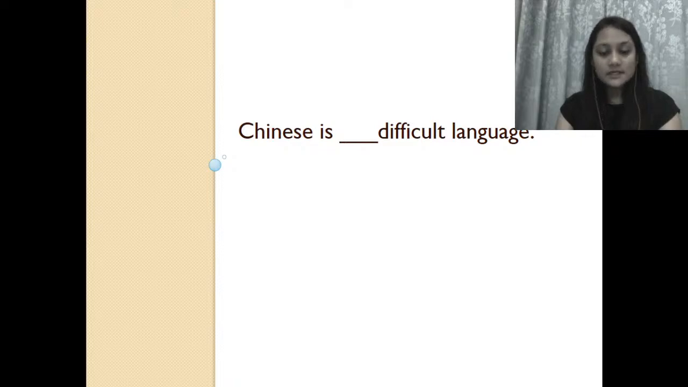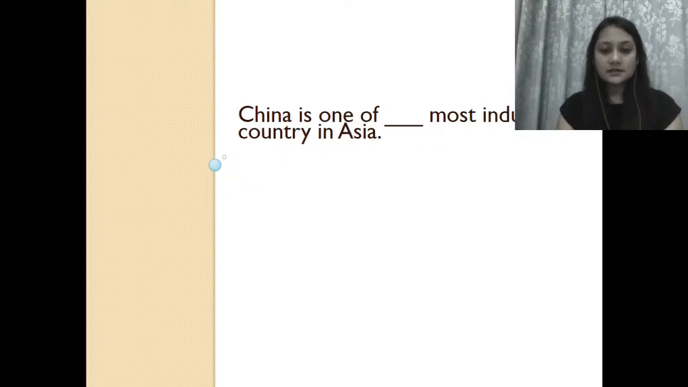There. Next. Chinese is dash difficult language. So Chinese is a difficult language, Chinese is an difficult language, or Chinese is the difficult language? When you talk about languages, there are many languages, and you are talking about the difficulty of any of such. That is why we have put "a" here. Chinese is a difficult language. Are we clear?